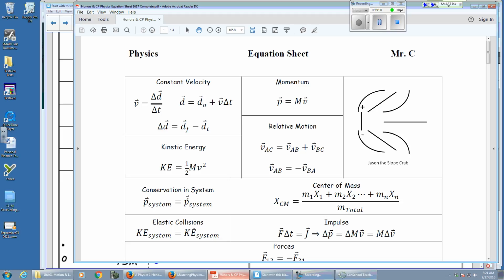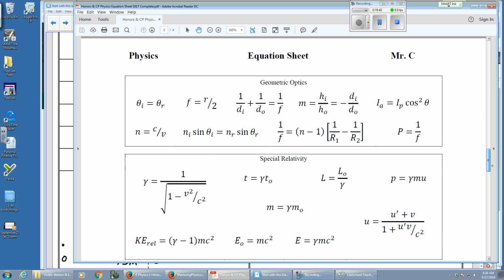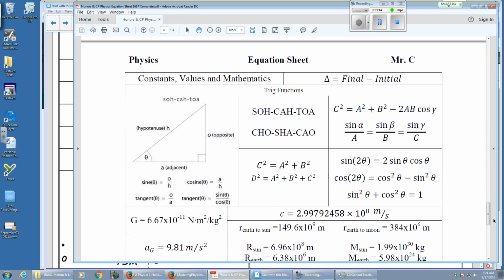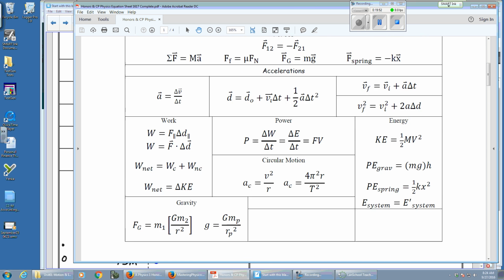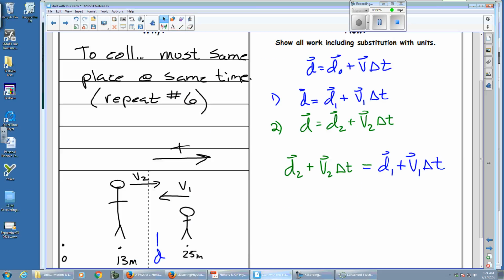There's facts and things to help you on the last page. Delta changes final mass. There's SOHCAHTOA up there. There's all those fun things.